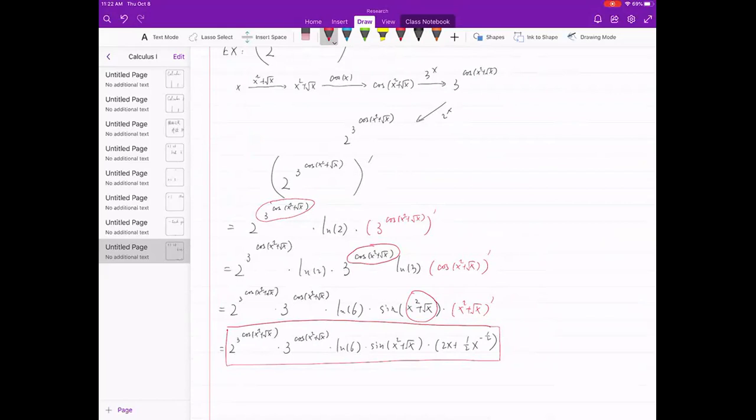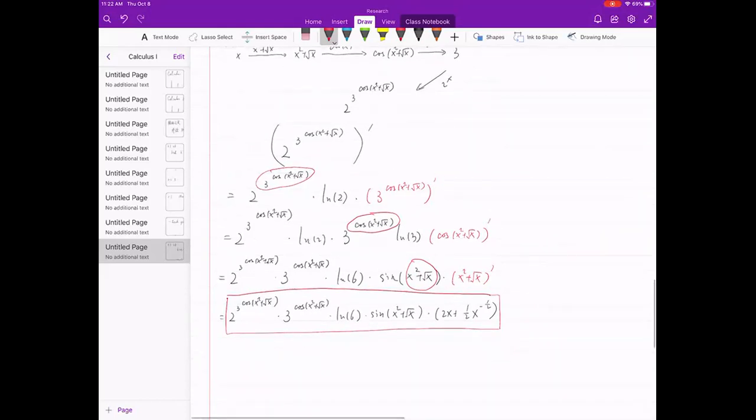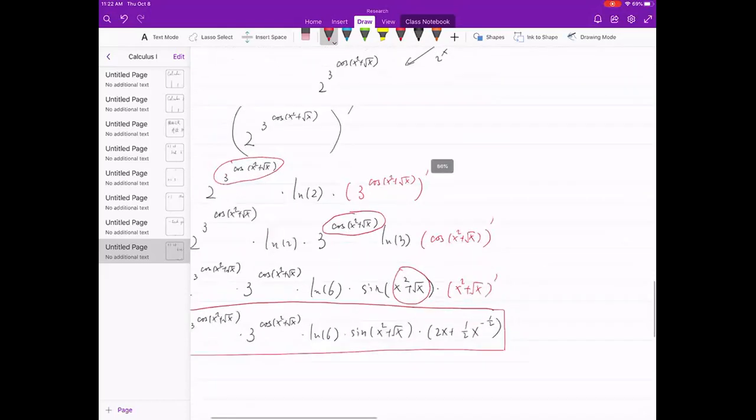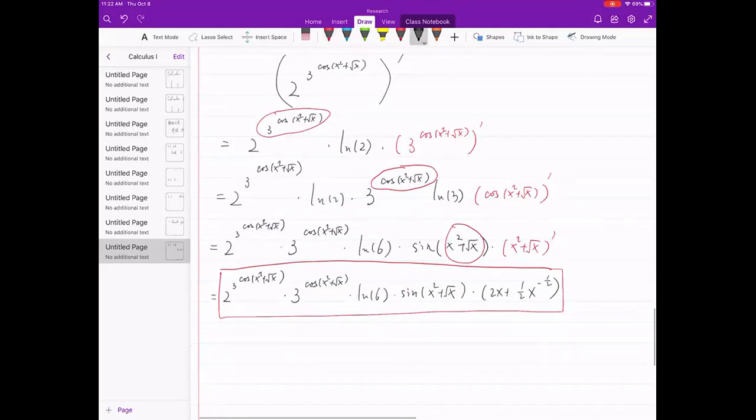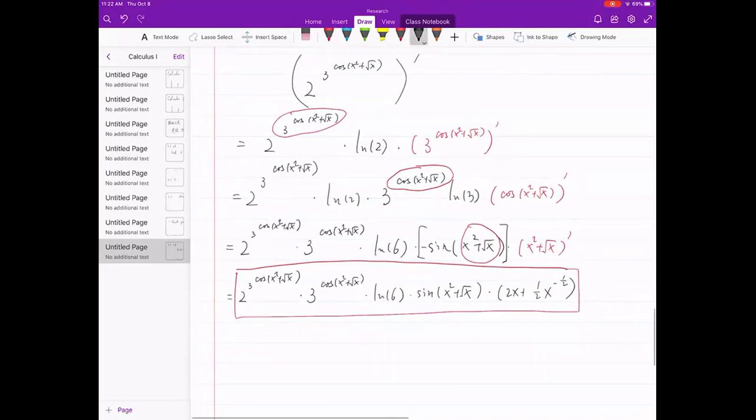Why is it positive sign and not negative sign? Dun, dun, dun, dun. Should be negative sign. You're right. Then I put the negative sign in the front. There's only one of them.